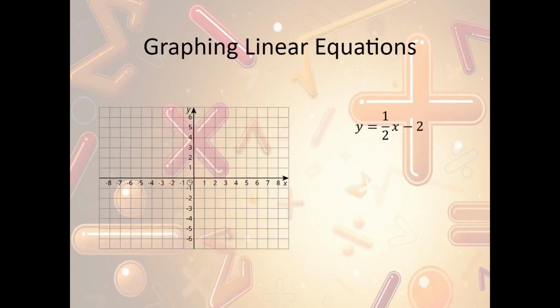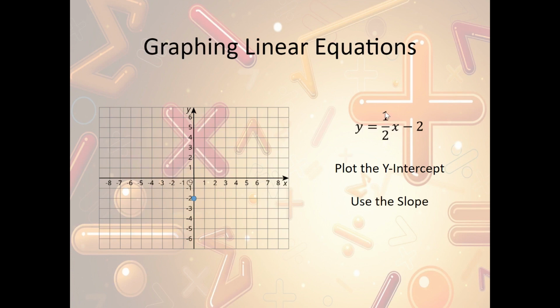Now let's take a look at how we graph linear equations before we get into inequalities. So when we graph a linear equation, the first thing we do is we pick out the slope and the y-intercept, and we're going to graph those points. So we plot the y-intercept, which in this case is negative 2. So I'm going to go down 2 and plot my point.